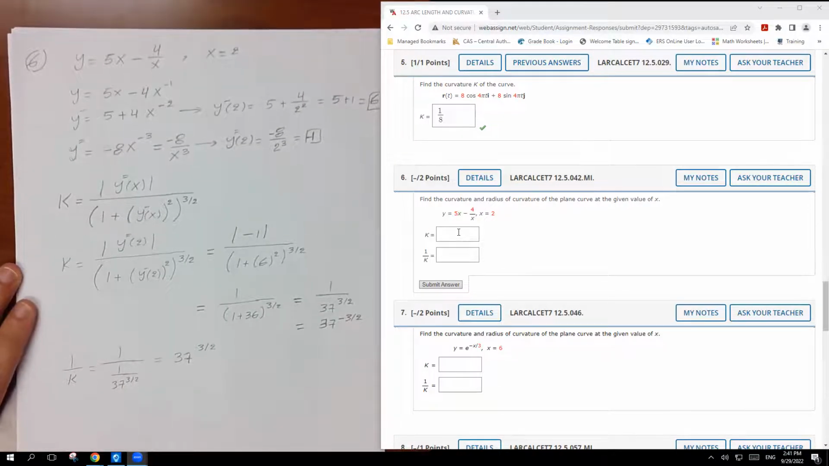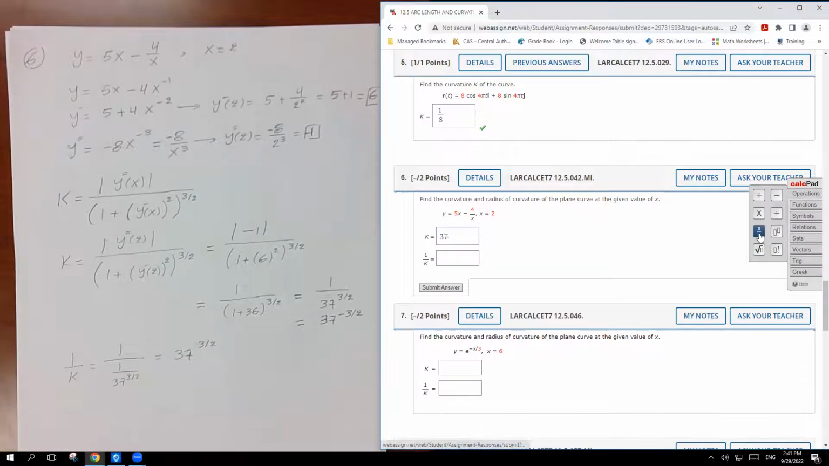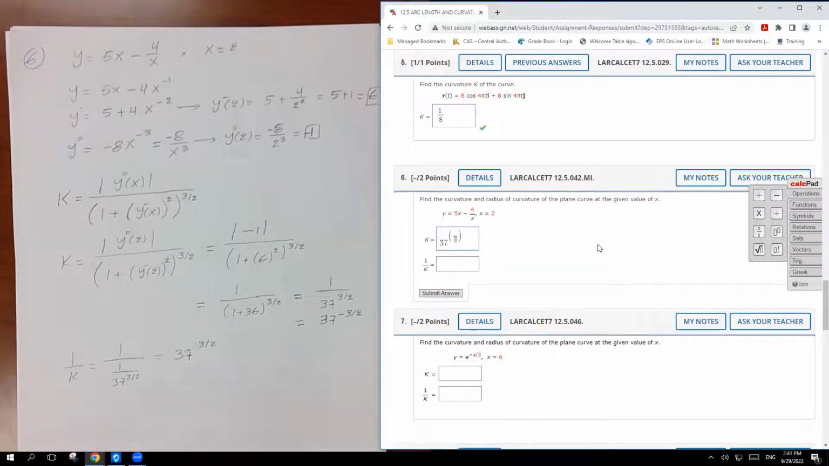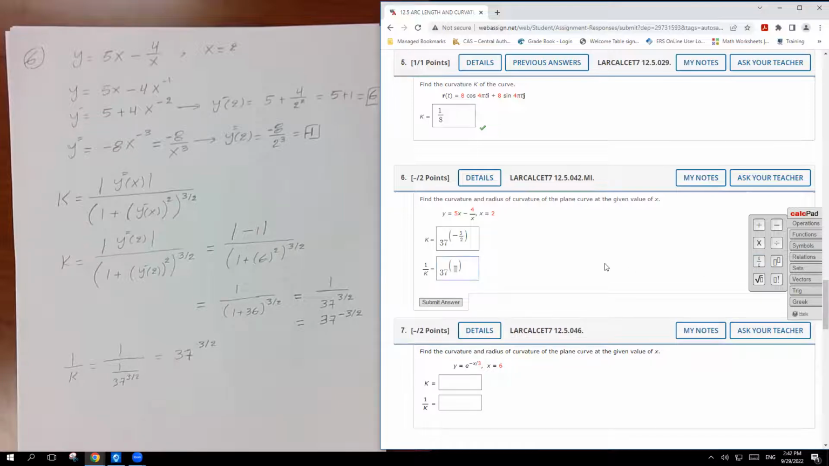Let's check these two solutions. That means k is going to be 37 to the exponent negative 3 over 2. And let's check the radius. 1 over k is going to be 37, and the exponent is going to be 3 over 2.